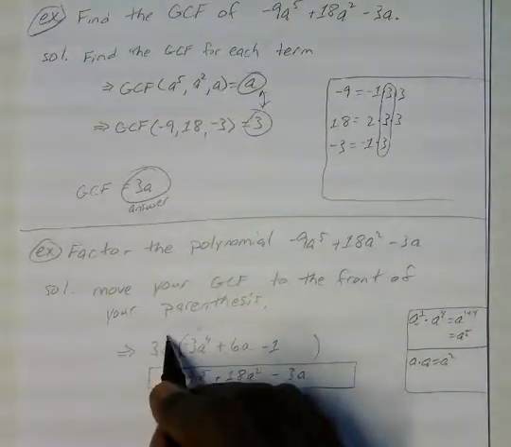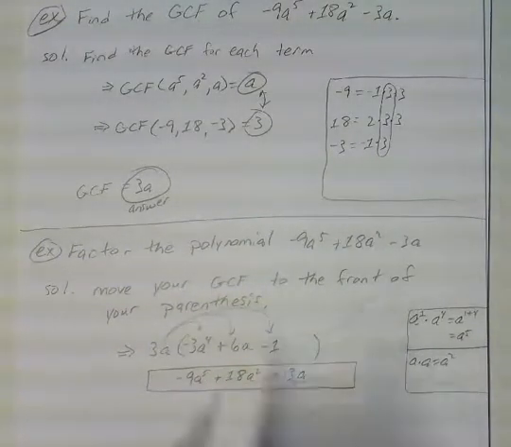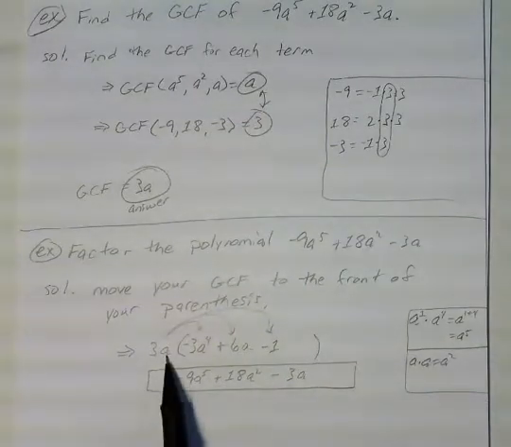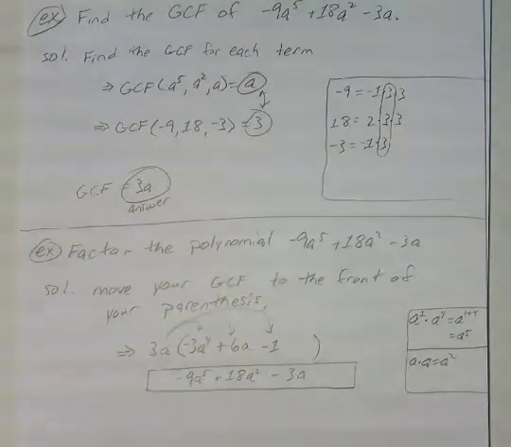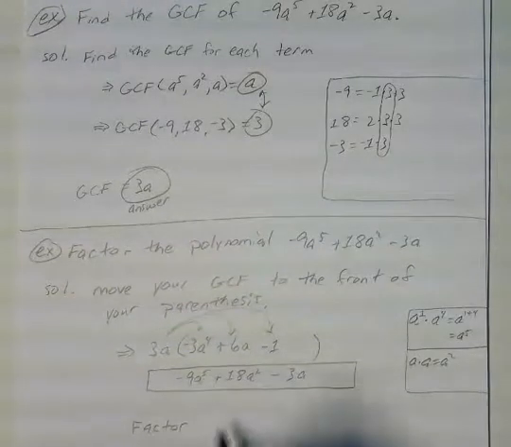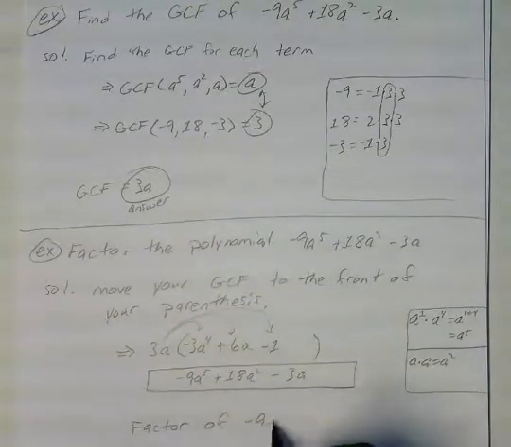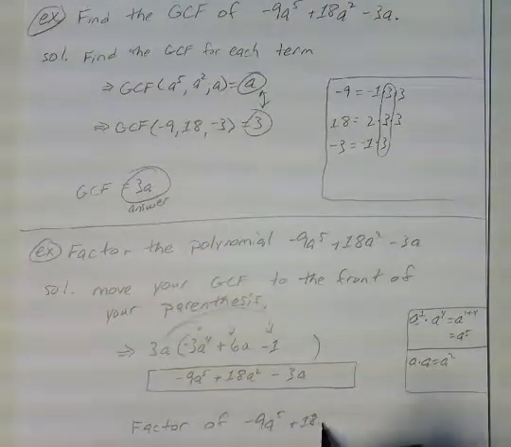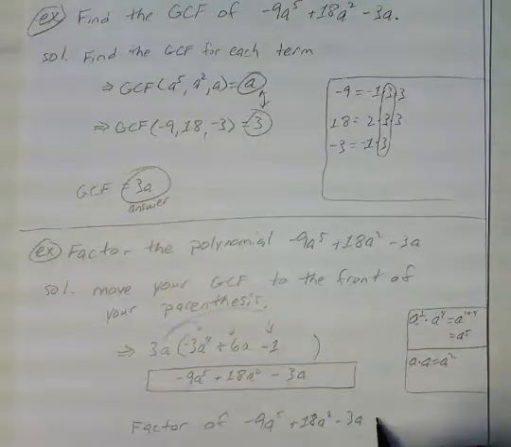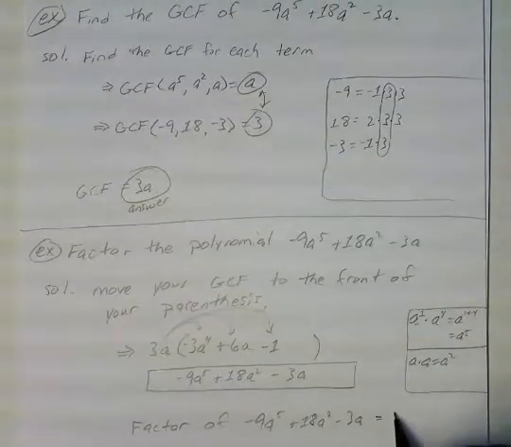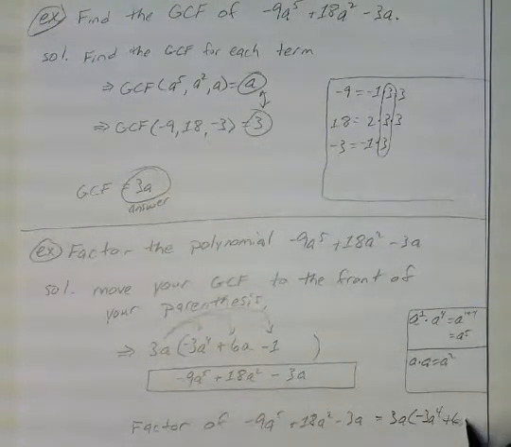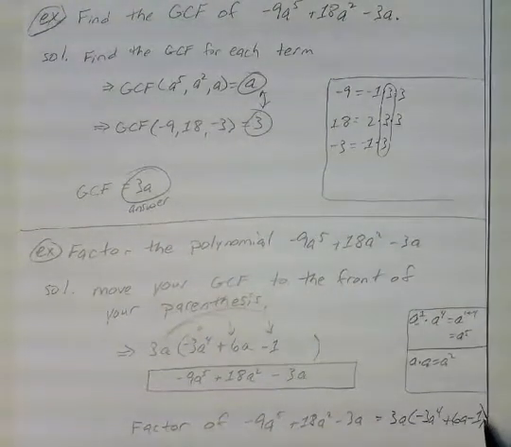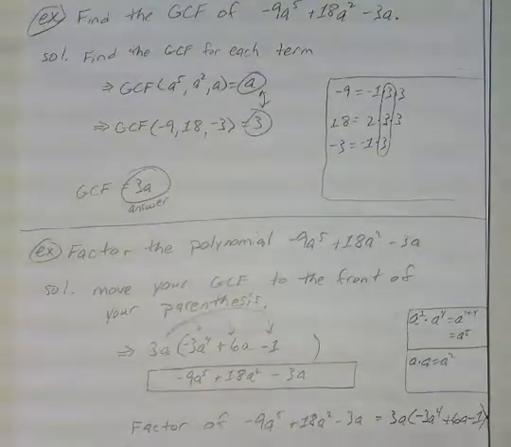So if we distribute these, you can always double check by using distribution, you should end up with your original expression. This is just the factored version of that. Okay? So the factored form of negative 9a to the fifth power plus 18a squared minus 3a is equal to 3a times negative 3a to the fourth plus 6a minus 1. Oops, sorry for trying to squeeze everything. I don't know why it started way over here.